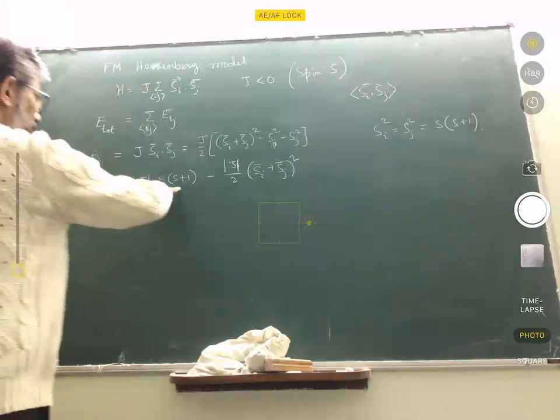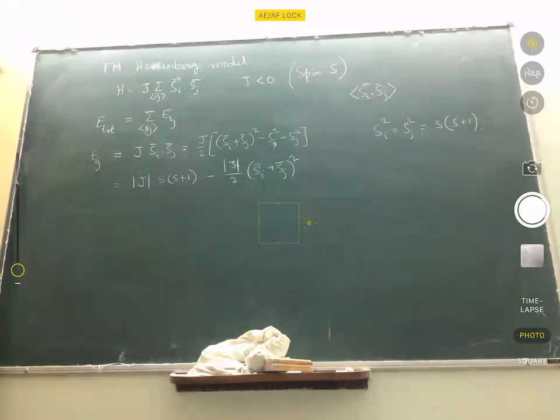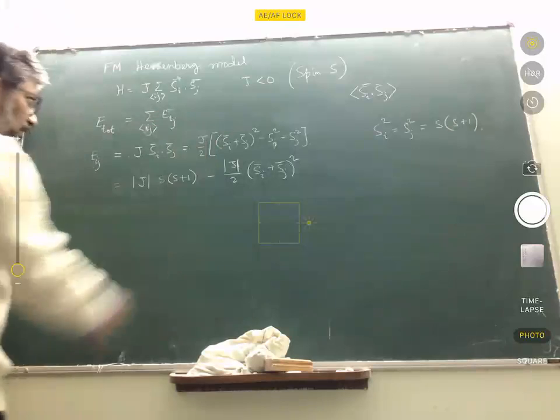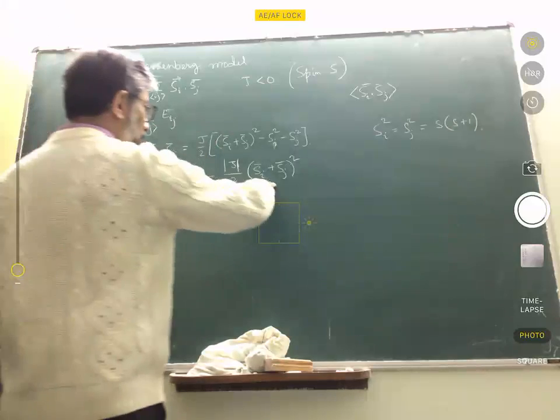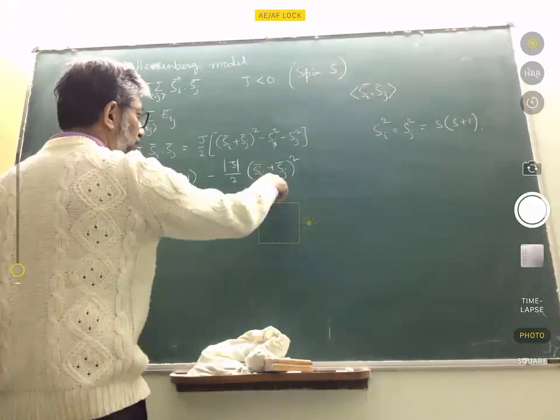Now this is just a number. Given a spin S model, this is a constant quantity. Okay. Given a model, j is fixed, s is fixed. So this is just a C number. So when I try to minimize this, I have to minimize this.